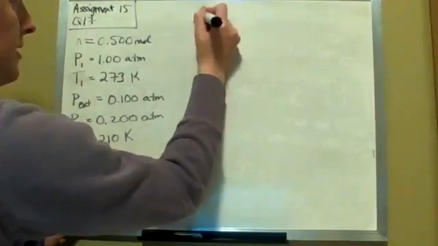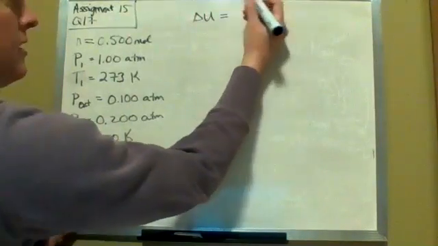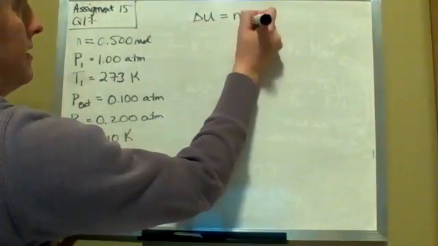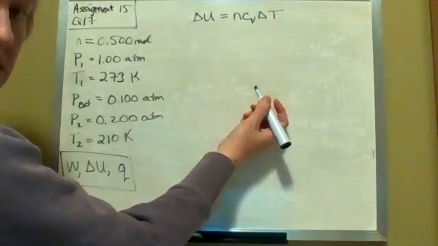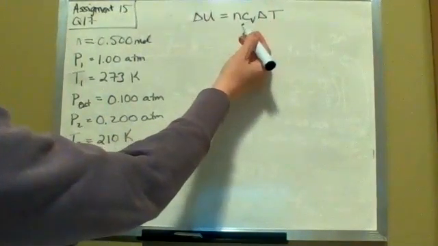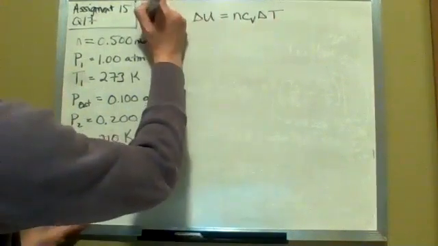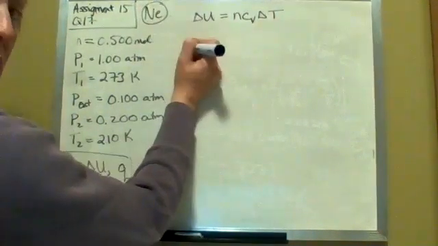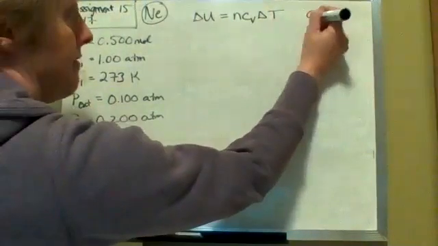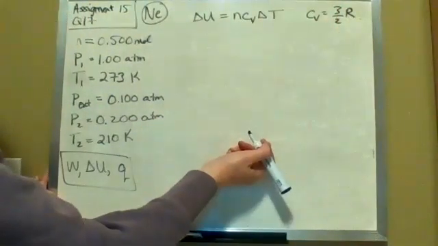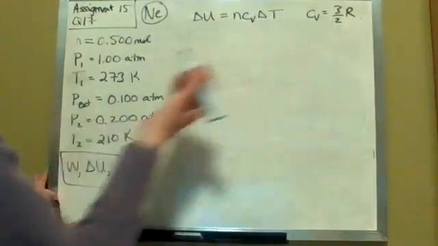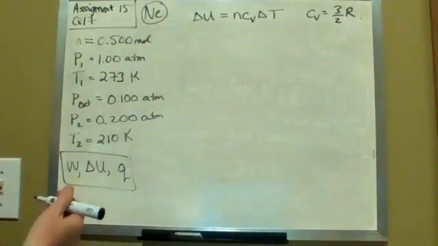So remember, for an ideal gas, you can always calculate delta U from nCV delta T. It doesn't have to be a constant volume process. You need to know what CV is. In this case, you're told that it's neon gas. Neon is monatomic, so that means that CV is going to be 3 halves R. Remember, that had to do with the degrees of freedom for the different styles of gas.